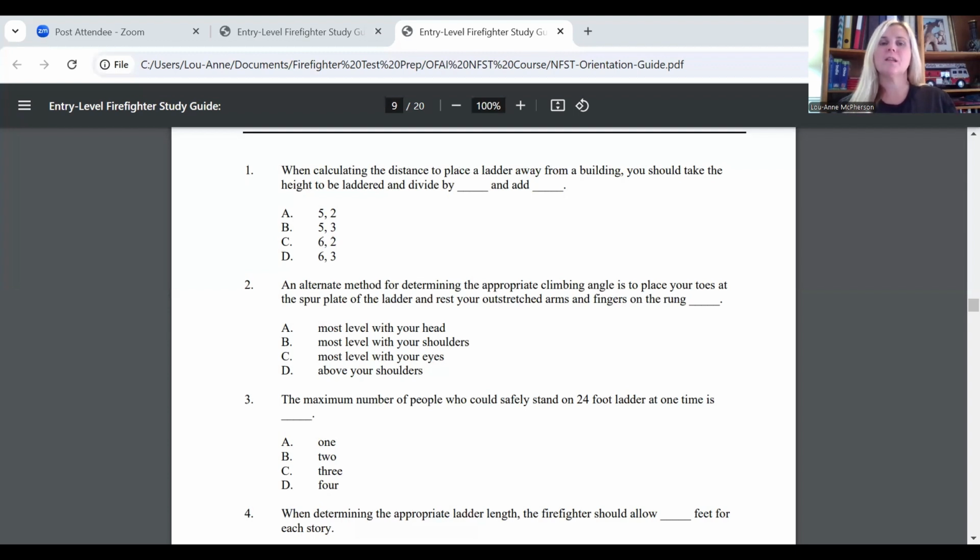I want you to read the comprehension questions that go to the passage first. Question 1 says, when calculating the distance to place a ladder away from a building, you should take the height to be laddered and divide by blank and add blank. And then it lists a bunch of different numbers. Now, normally what I would suggest is to choose a word from the question that is likely to be in the text only once to help you locate where the answer is in the text.